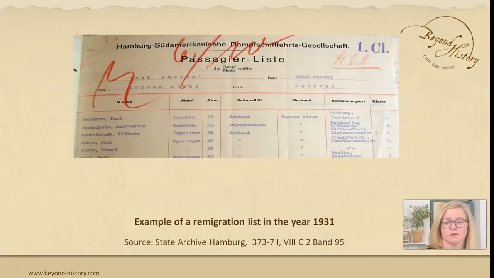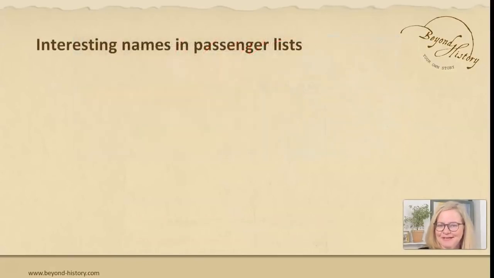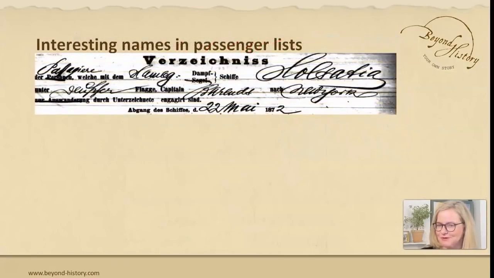The non-immigrant lists are only available at the State Archive in Hamburg. They are not in the database. And these re-migration lists, respectively passenger arrival records in Hamburg, are only available at the State Archive in Hamburg, and there are no name indexes to them. So if you're looking for a person, you really have to look page by page by page, and there are many thousands of them.